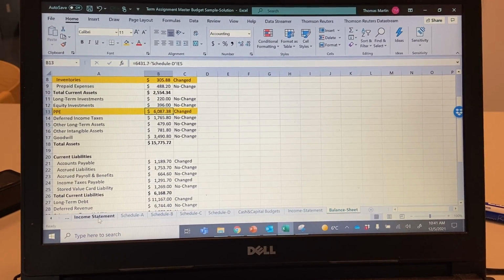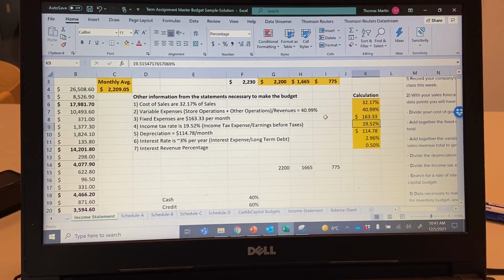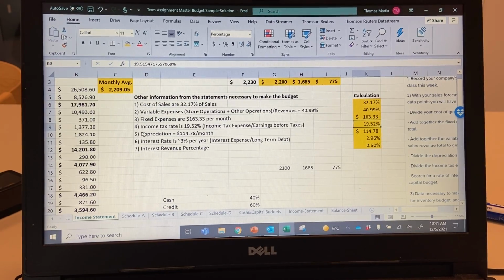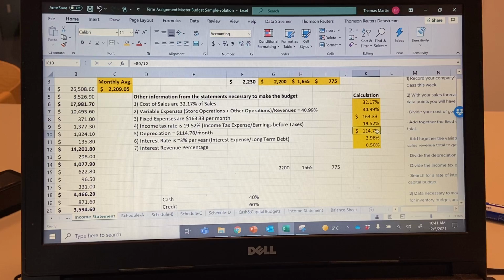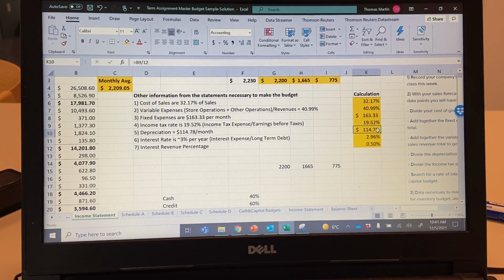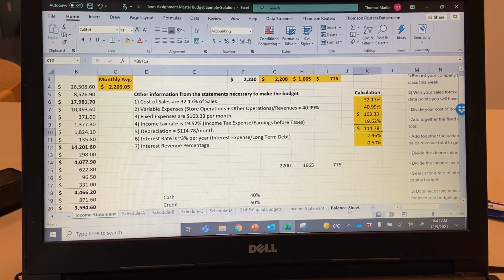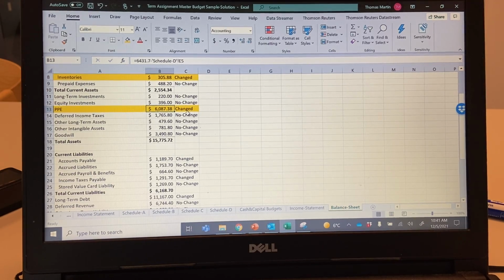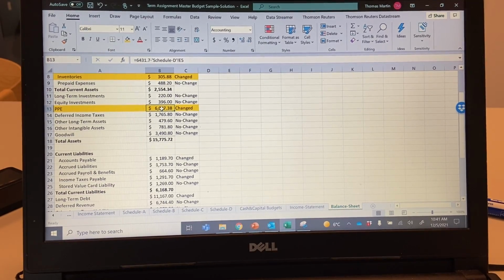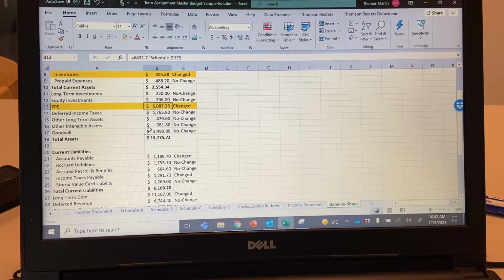And you can also go to the beginning sheet here, depreciation. Here's 1 month. You can multiply it by 3. That's your accumulated number. And that's the only item that changes for long-term assets.